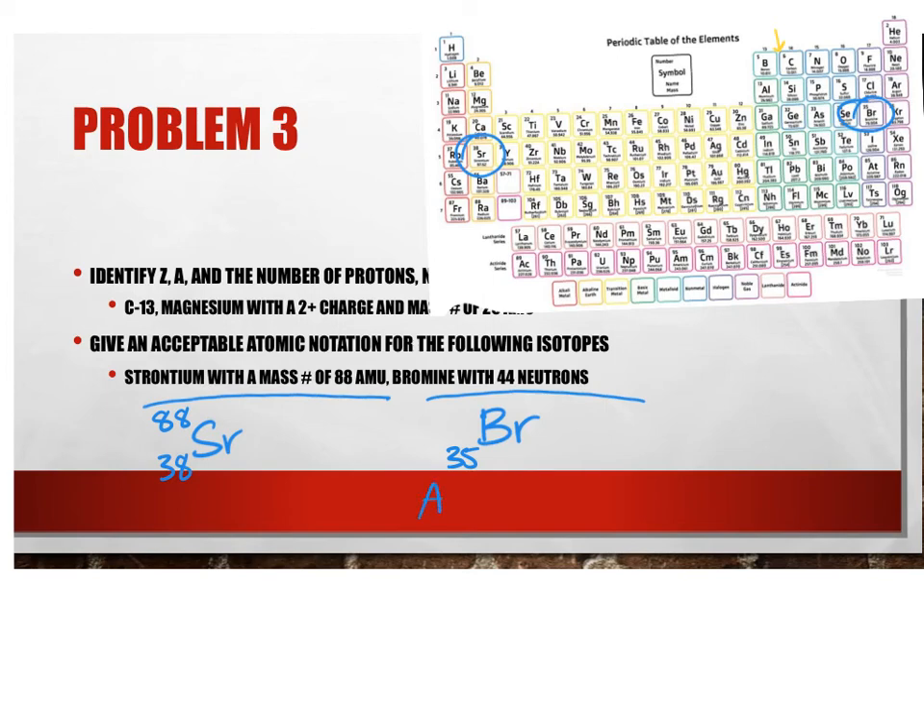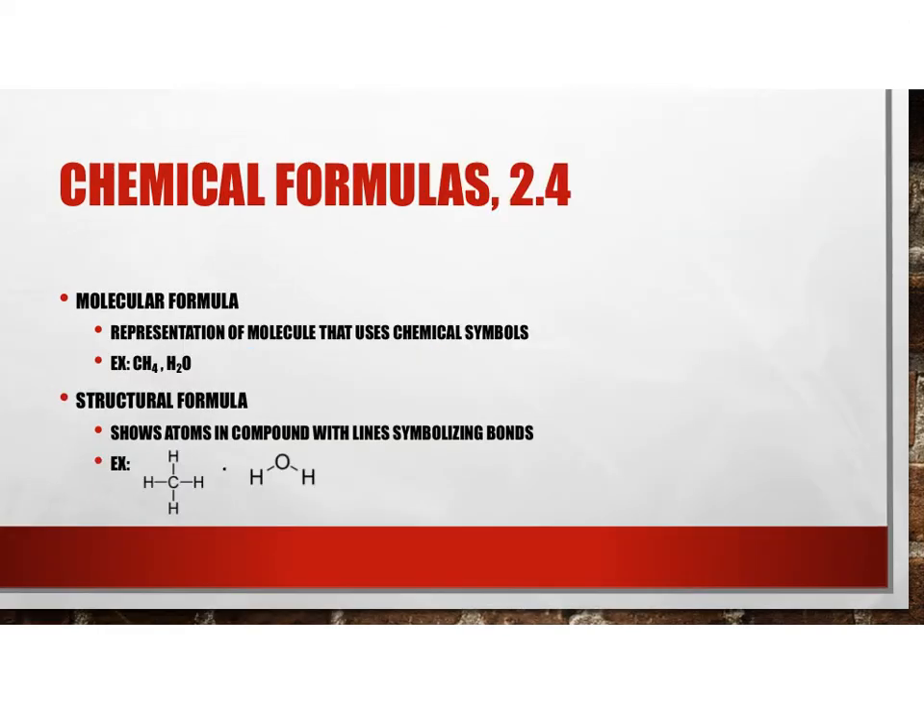The mass number, which is A, is equal to the number of protons, 35, plus the number of neutrons, which is 44. So that gives you 79. Okay, so I'd have a 79 up here. So that's an acceptable notation for both. Or you could have put something like this, strontium 88 or bromine 79. Both are acceptable. For this course, you're also responsible for knowing different types of chemical formulas.